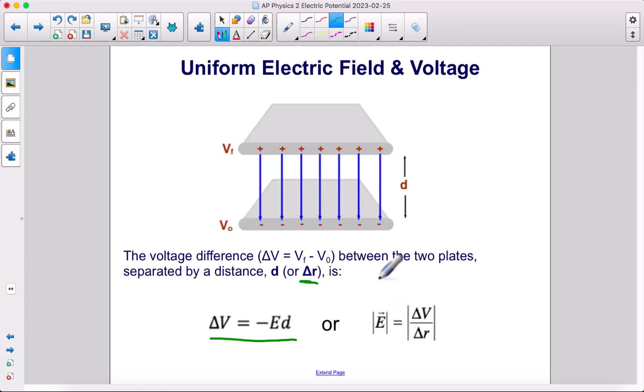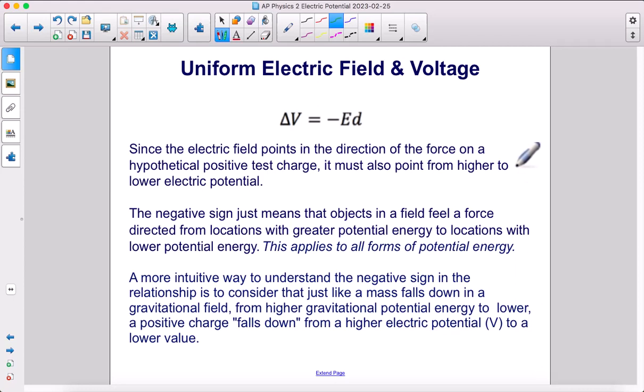So the electric field between these plates is equal to the difference in voltage divided by the distance between the plates. Since the electric field points in the direction of the force on a hypothetical positive test charge, it must also point from higher to lower electric potential. The negative sign just means that objects in a field feel a force directed from locations with greater potential energy to locations with lower potential energy. And this applies to all forms of potential energy.